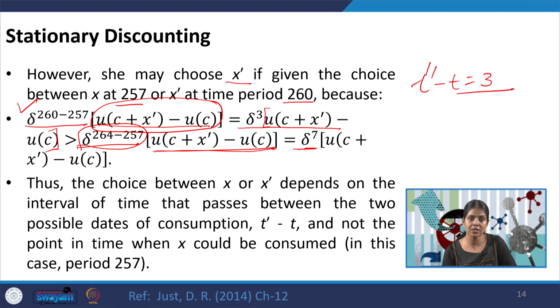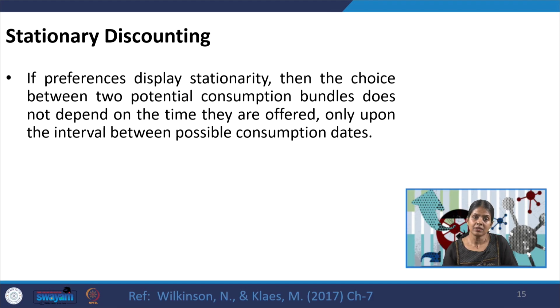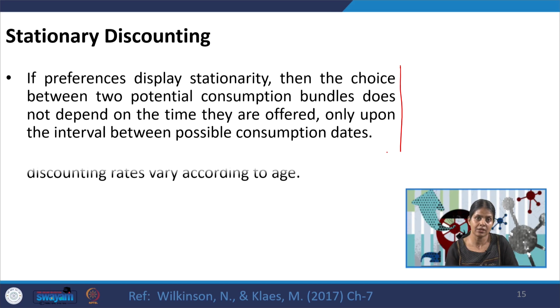I am just repeating it, which is like t prime minus t and not the point in time when x could be consumed, in this case period 257. If preferences display stationarity, then the choice between two potential consumption bundles does not depend on the time they are offered, only upon the interval between possible consumption dates. So, this is basically the concept of stationary discounting.